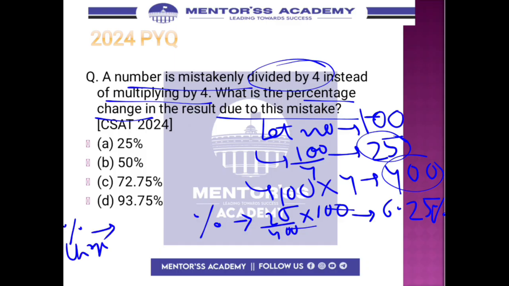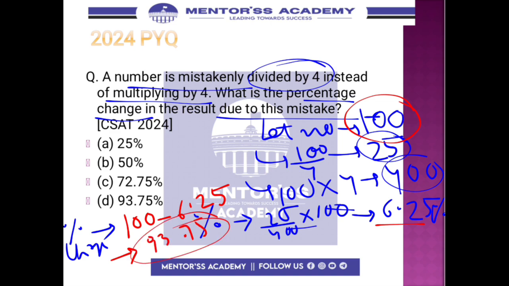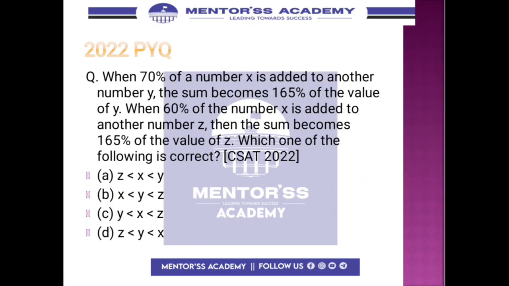That would be, percentage change would be 100 minus 6.25, right? So the original number we have assumed it to be 100. So the 25 is how much percent of 400? 6.25. The percentage change due to this mistake is 100 minus 6.25, that is 93.75. Option D, 93.75% is the percentage change occurred due to the mistake that happened here. Yeah, let's move on to the next question.